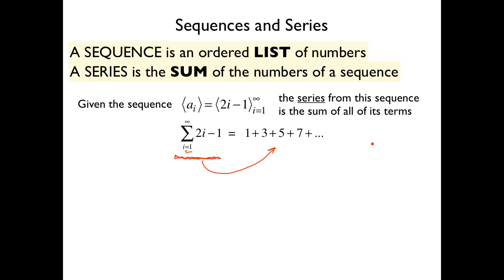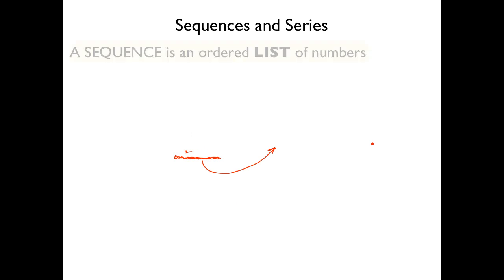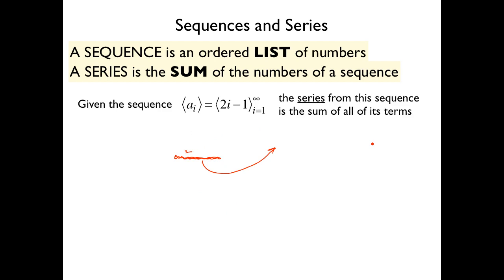Okay, so generically then, a series has this form. The sum as i goes from 1 to infinity of a sub i. That's just our generic notation for a series, given the sequence a sub i, right? Given the sequence a sub i.